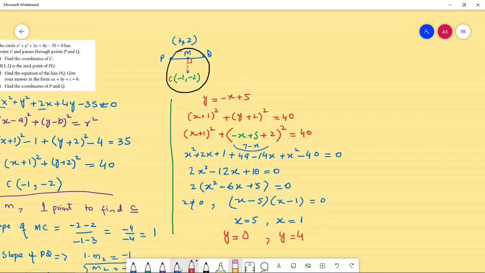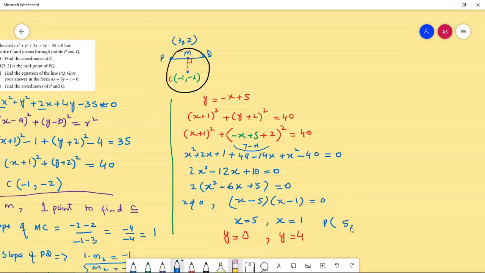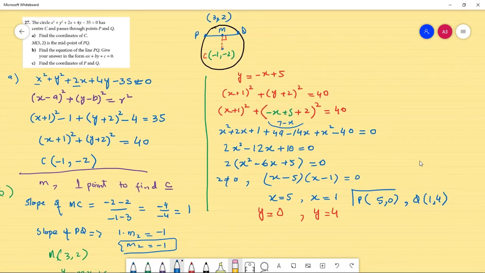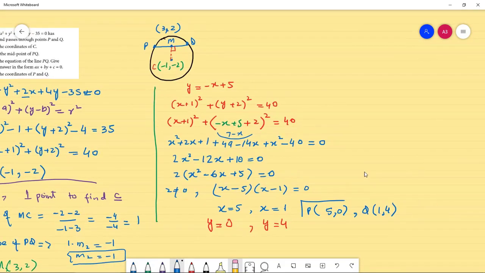So the coordinates of P and Q are P (5, 0), while Q would be (1, 4). This is our final answer of question number 27. Now look at question number 29.